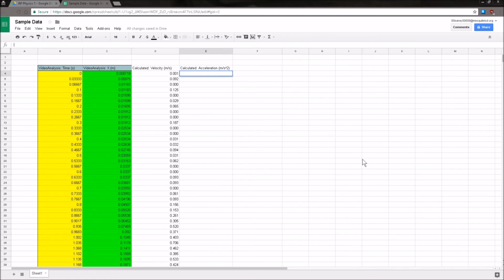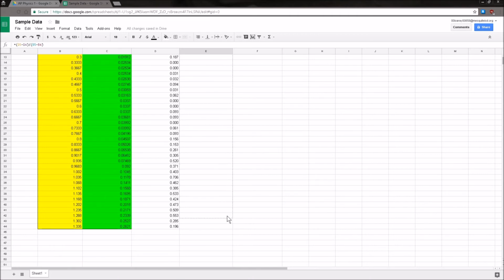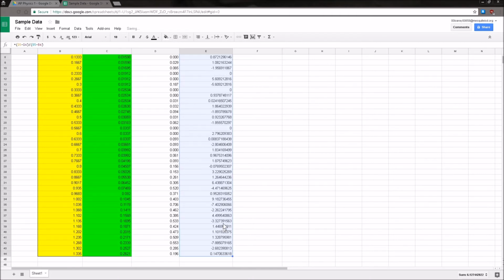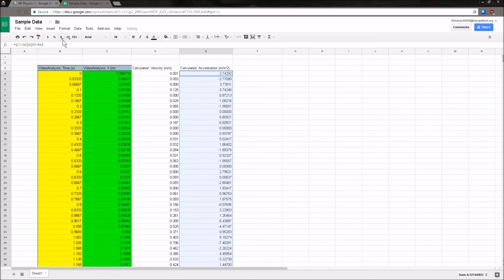Acceleration is going to be the same thing. Acceleration is the change in velocity over the change in time. So we're going to do that velocity minus the initial velocity over this time minus the starting time. Copy this formula all the way down. And we're going to want to tune this down a little. There we go. And so now we also have some accelerations.